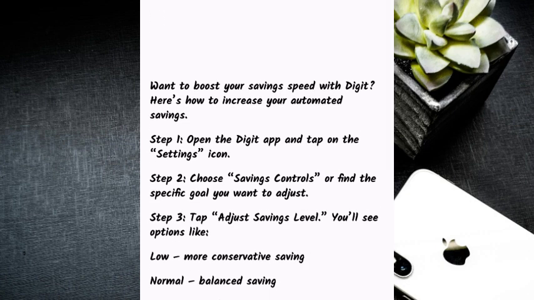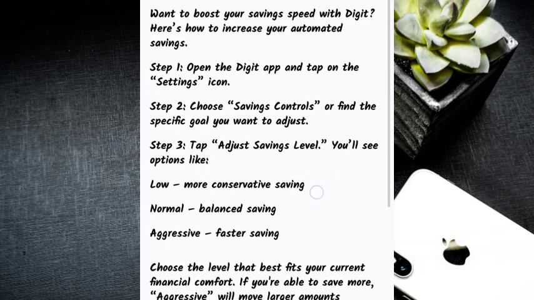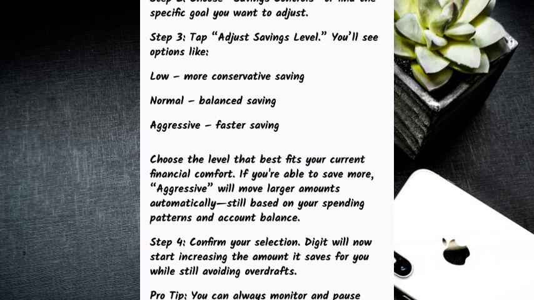You're going to see options like low for more conservative savings, normal for balanced savings, and aggressive for fast savings. Now just choose the level that best fits your current financial comforts. If you're able to save more, then aggressive will move larger amounts automatically, of course still based on your spending patterns and account balance. Step 4, confirm your selection.